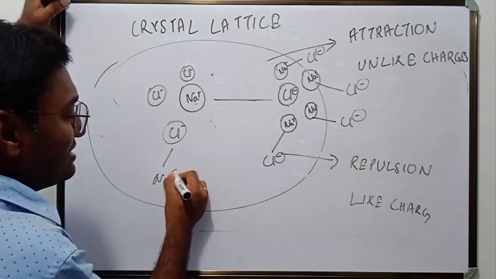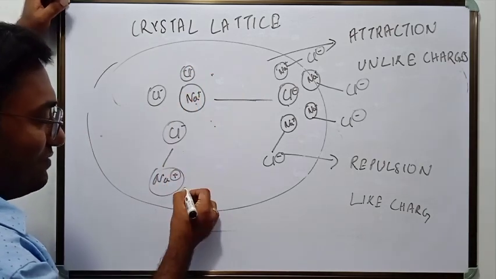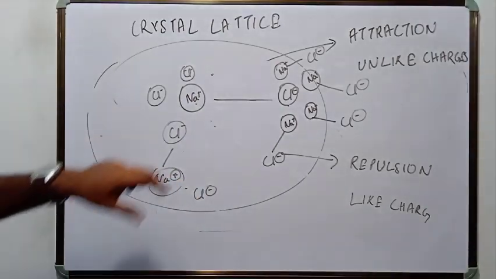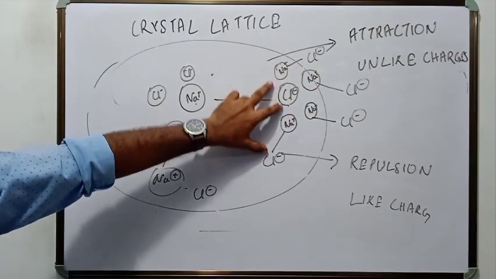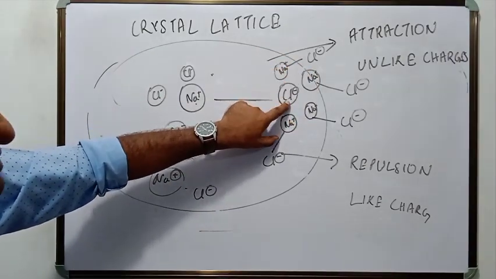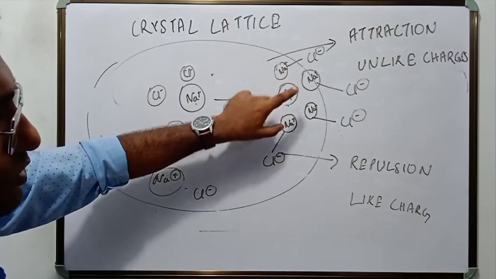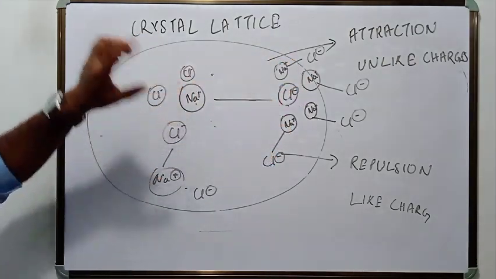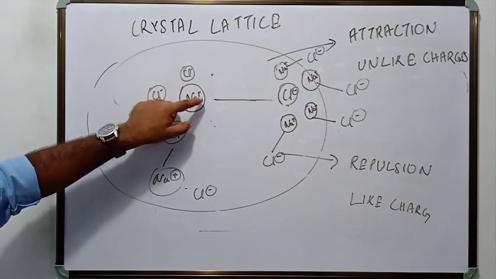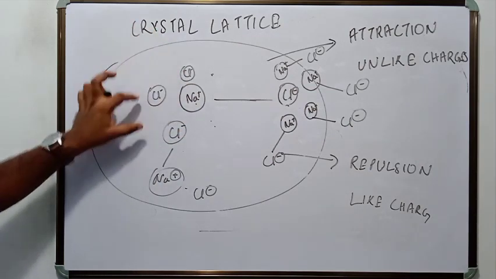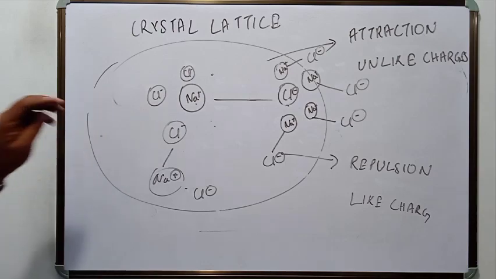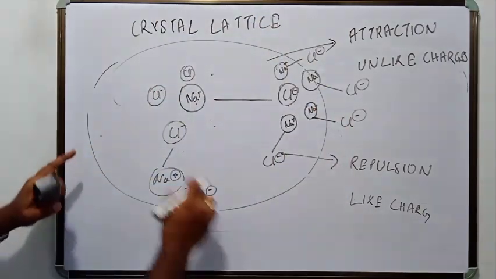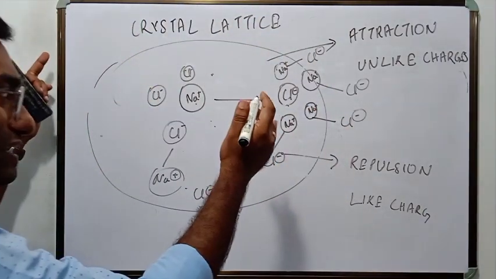The arrangement is such that the negative ion, this is the positive, now this will be surrounded by negative. Correct? So the arrangement is such that the negative ion is surrounded by positive ions of the molecule, or the negative end of one molecule is surrounded by the positive end of other molecules. The positive end of one molecule is surrounded by the negative ends of other molecules. Correct? So the arrangement is in alternate fashion in the crystal lattice structure.